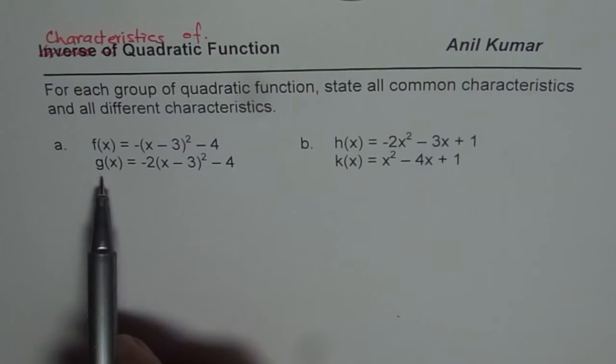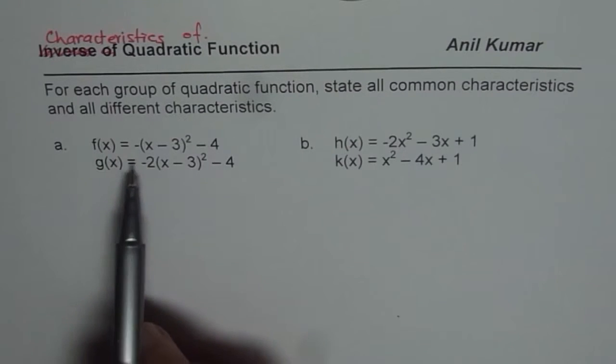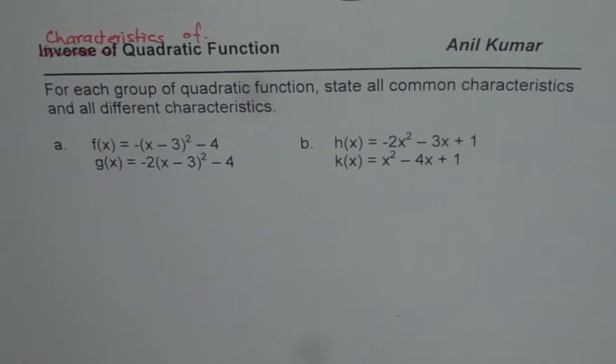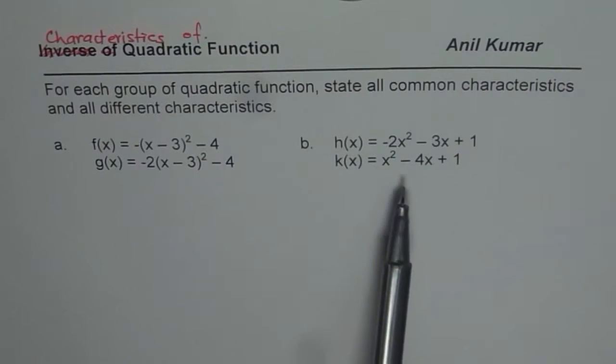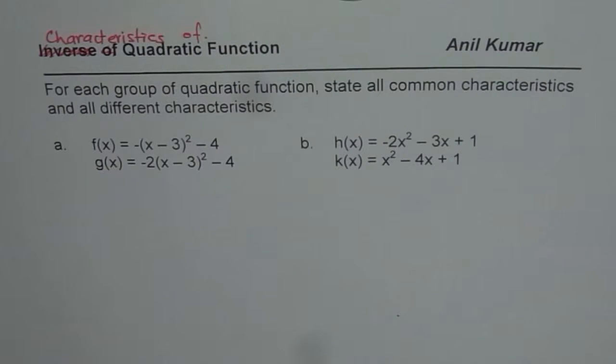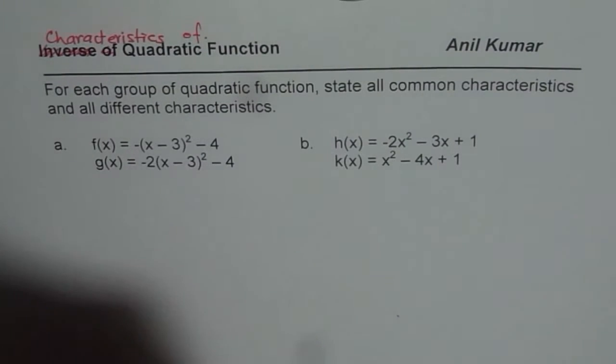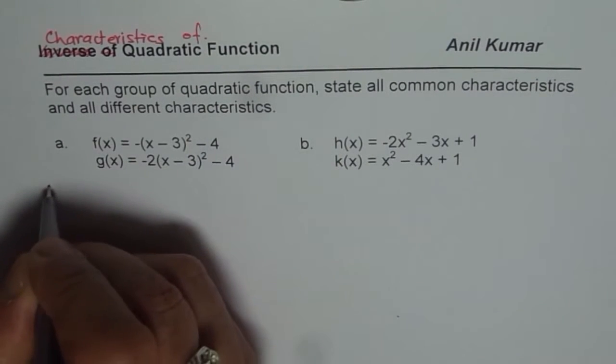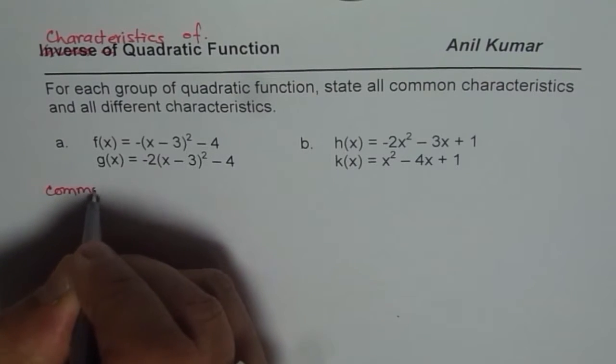So in part A, we have two functions f and g, both are given in vertex form. And in part B, we have two functions h and k, and both are given in standard form. So let's begin by writing the common characteristics. What do you think are common characteristics for the first set?